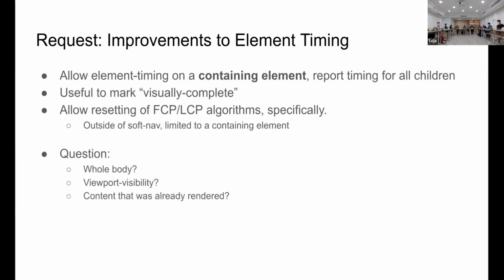The other one is broadly, can we make improvements to Element Timing? So Element Timing, folks are often surprised to learn, doesn't work if you apply it on a containing element. So imagine applying it to your article element, and you want to know when everything inside the article is visually complete. That doesn't work that way. It doesn't report timings of all children or anything like that. So often it would be much more convenient to developers if it did work that way.